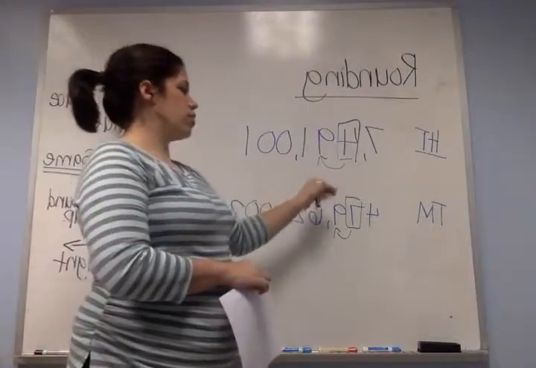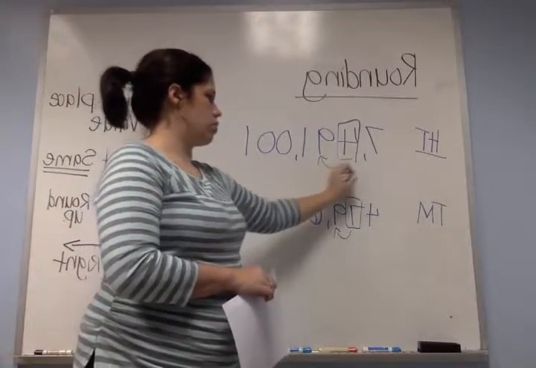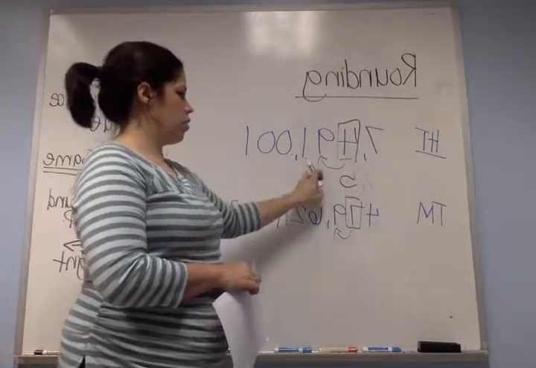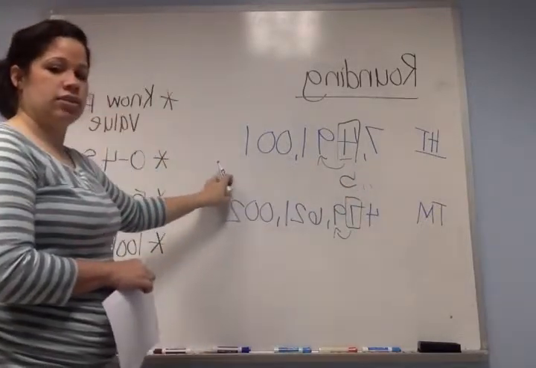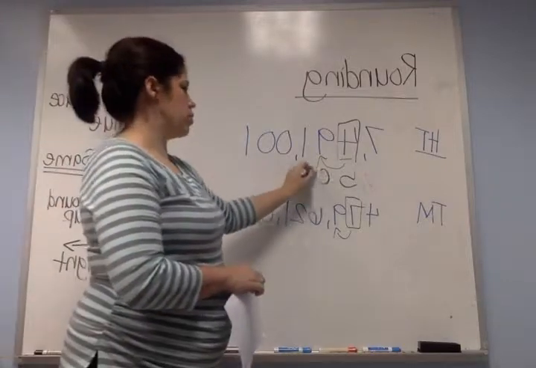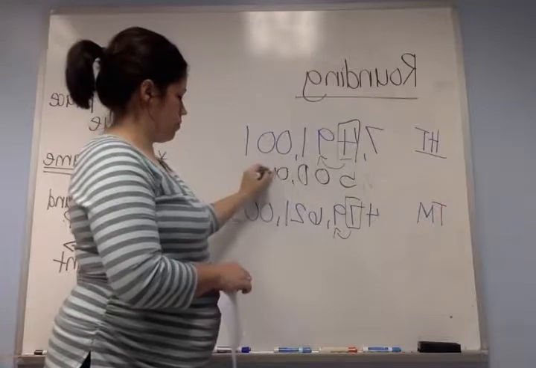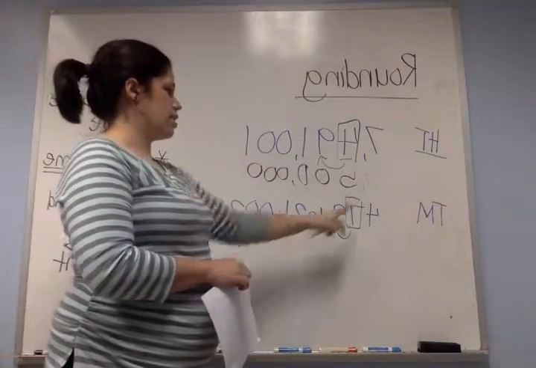What is your 4 going to round up to? Good job. It's going to round to 5. Your numbers to the left stay the same. What happens to the numbers behind it? They all turn to zeros. Good. So you've got 7,500,000.